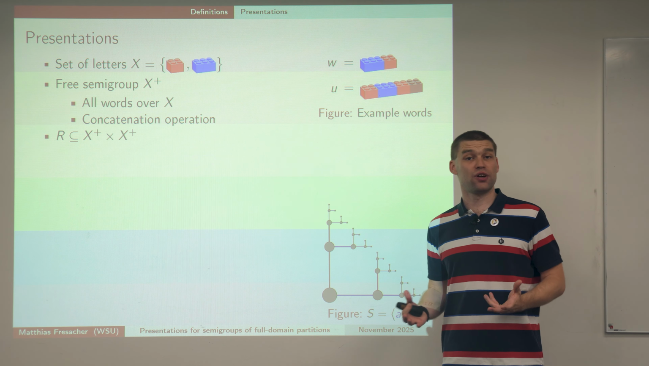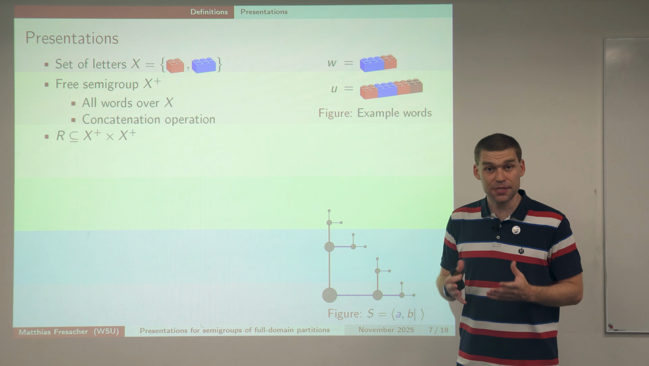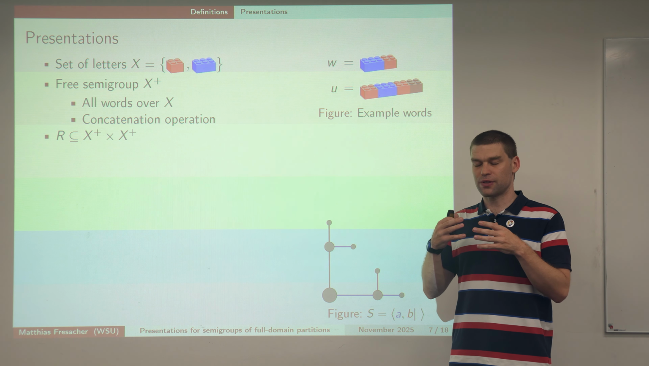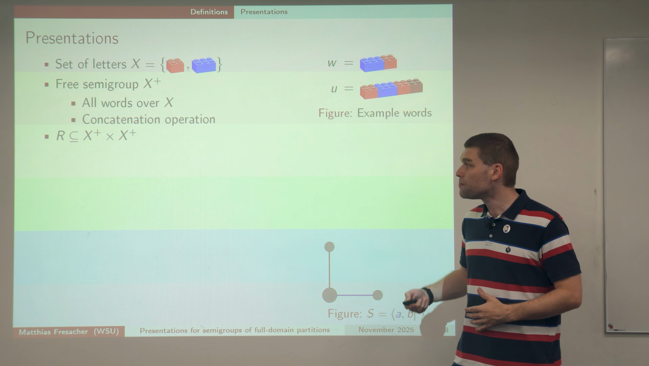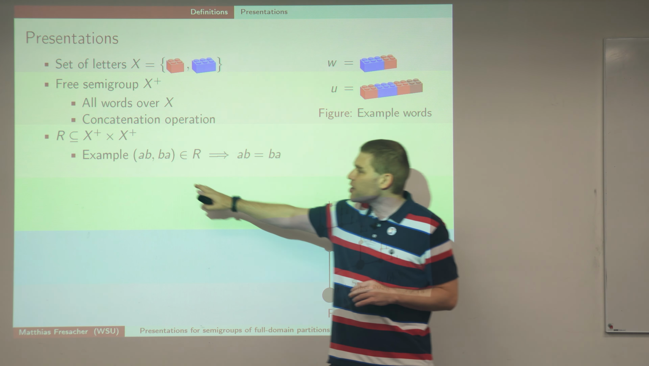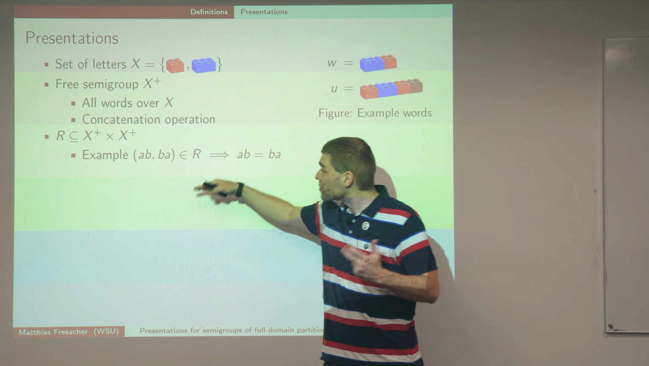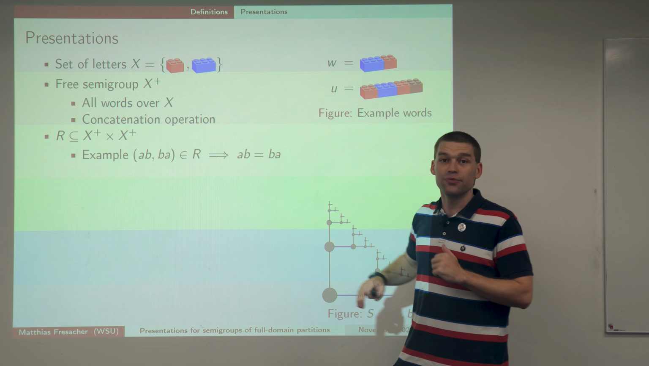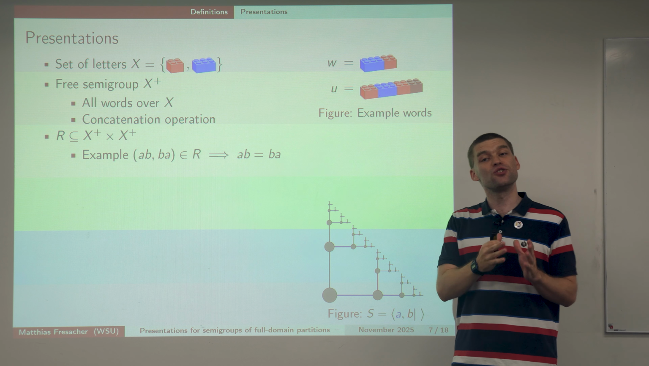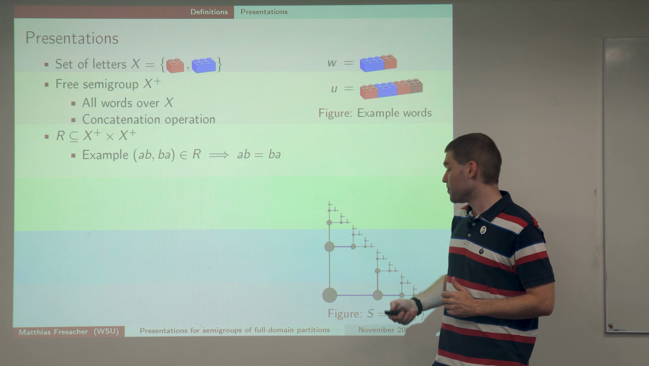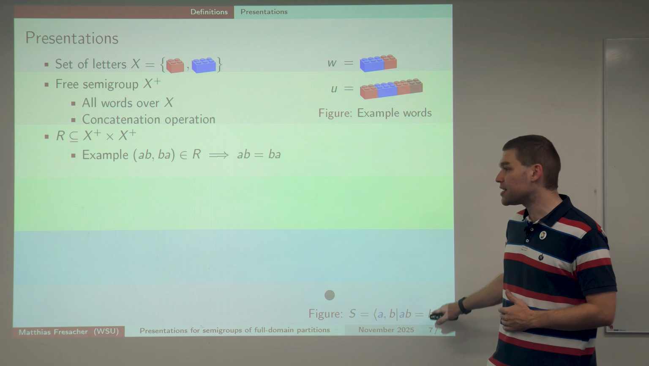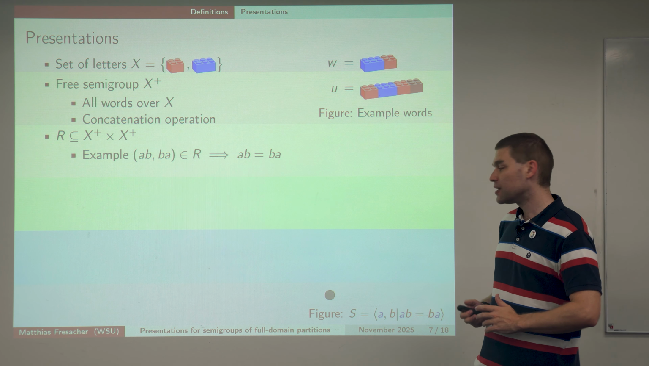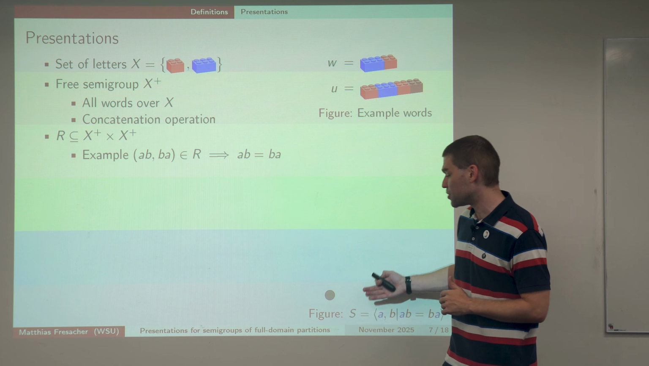We then have our set of relations R, which is a subset of X+ cross X+, the free semigroup cross the free semigroup. An example of this would be the relation that AB is related to BA, which we typically take to mean just AB is equal to BA, which, if you recall, is the commutativity condition. So if we now add this relation here, we're going to get a commutative free semigroup generated by two elements.